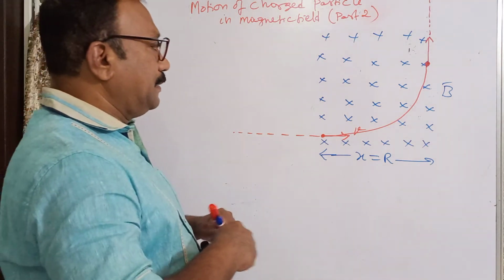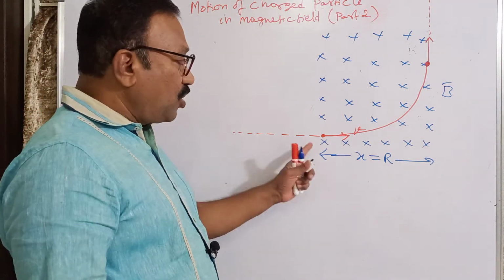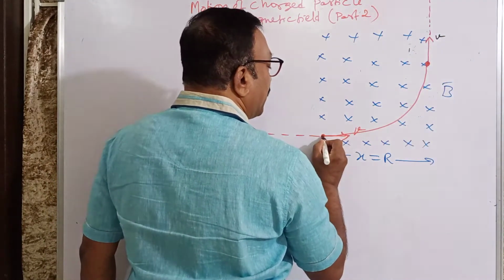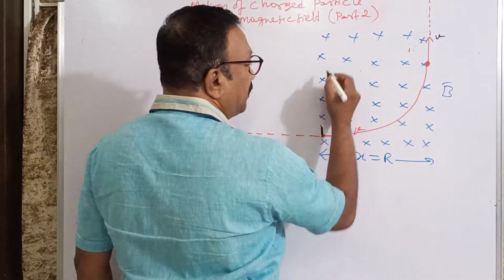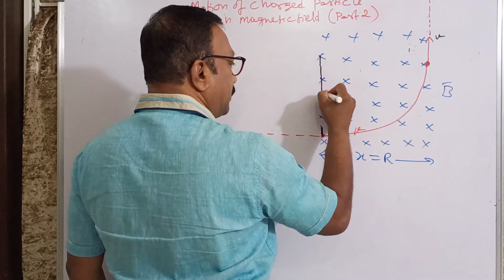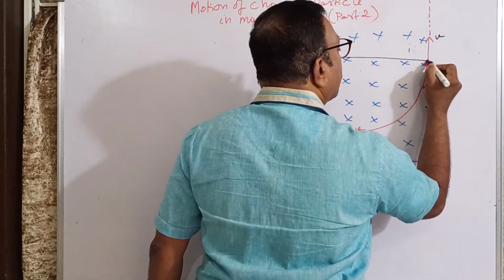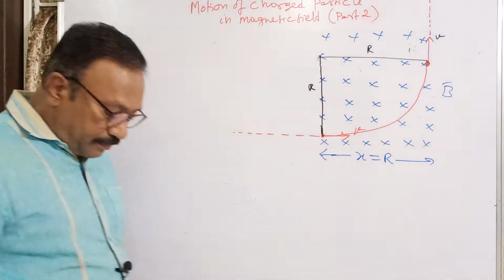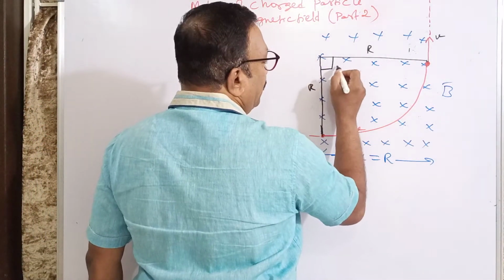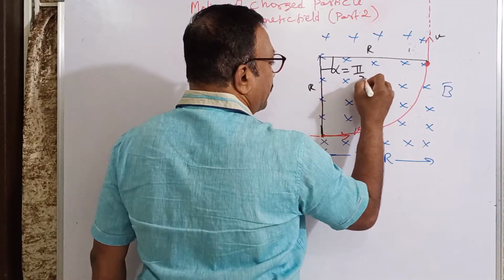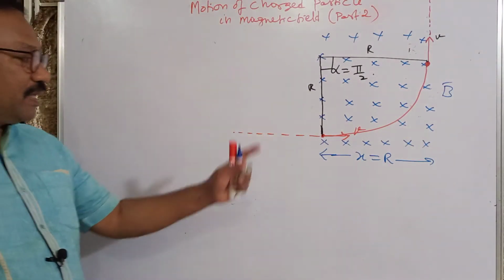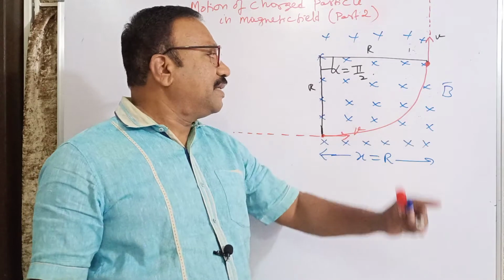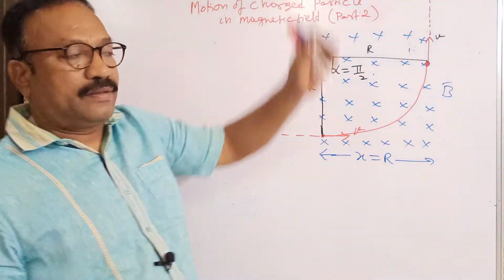So again, velocity is perpendicular to the radius. So here is a velocity, here is a velocity, perpendicular. So the radius is always perpendicular. Okay, this is radius, this is radius. So it will cover exactly 90 degrees. So when the length of the field is exactly equal to the radius, it will cover exactly 90 degrees in the field and then it will go straight like that.